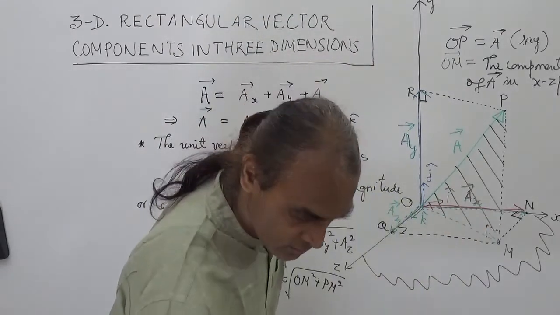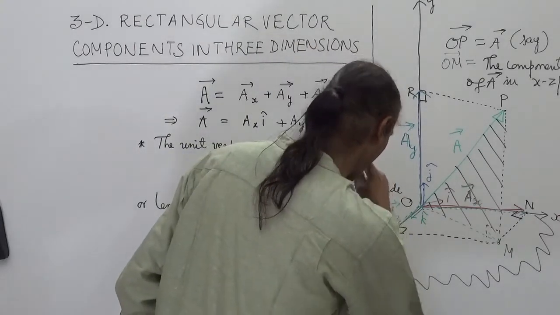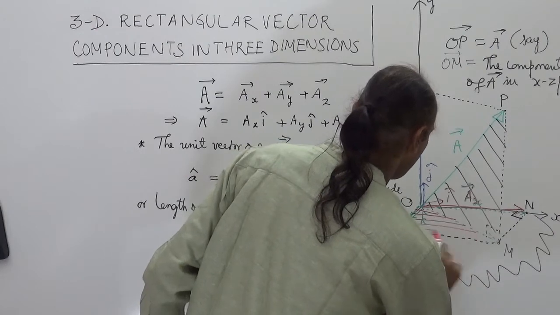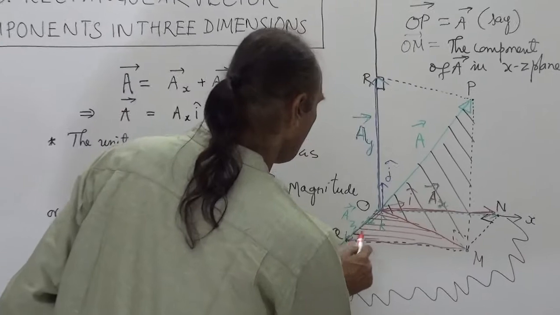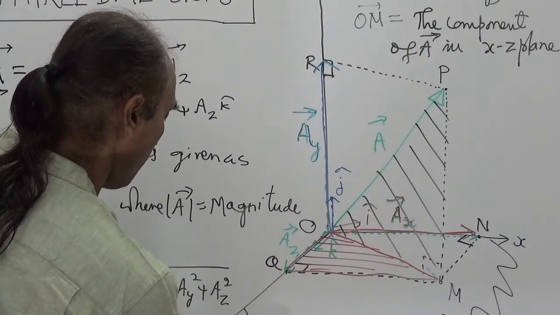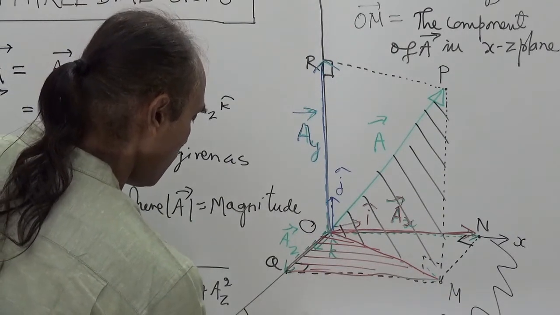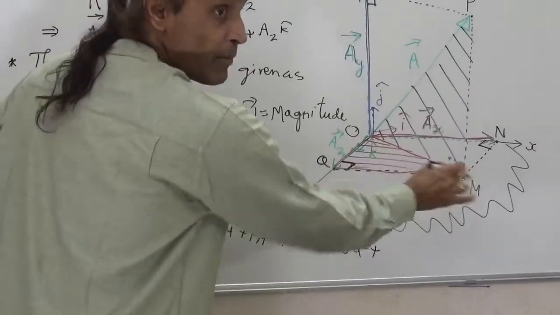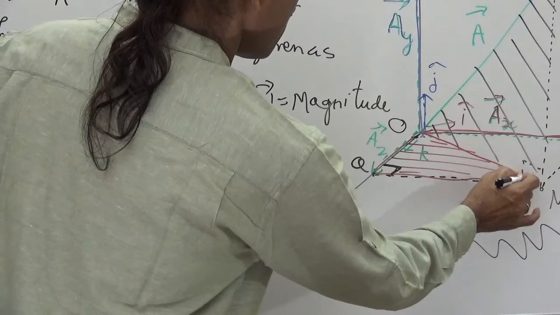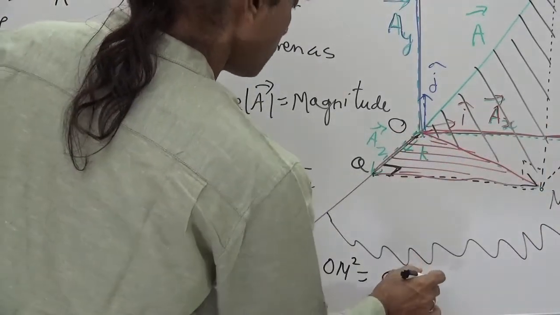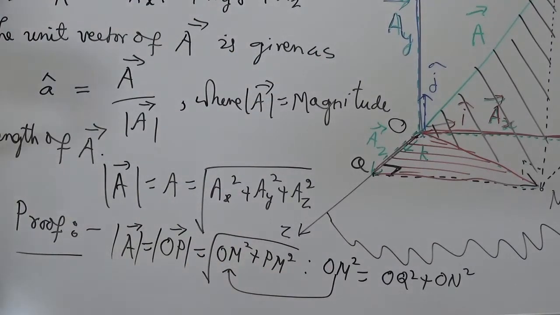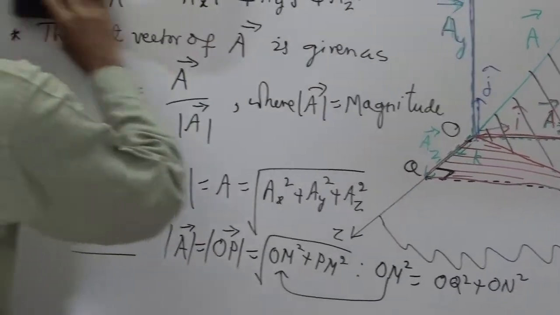But we can take this triangle. In this triangle, we can write OM square is equal to OQ square plus QM square, because this is perpendicular and this is the hypotenuse in this right angle triangle. So I substitute OM square here to get the desired result.